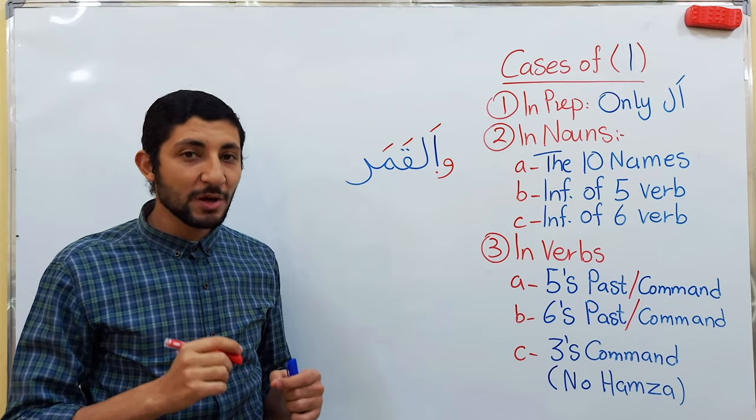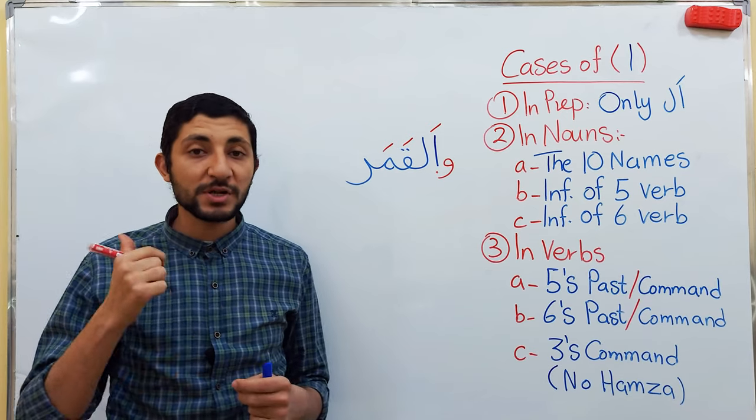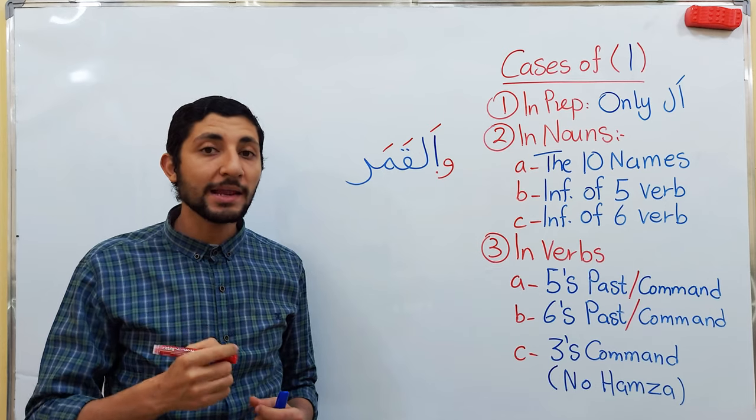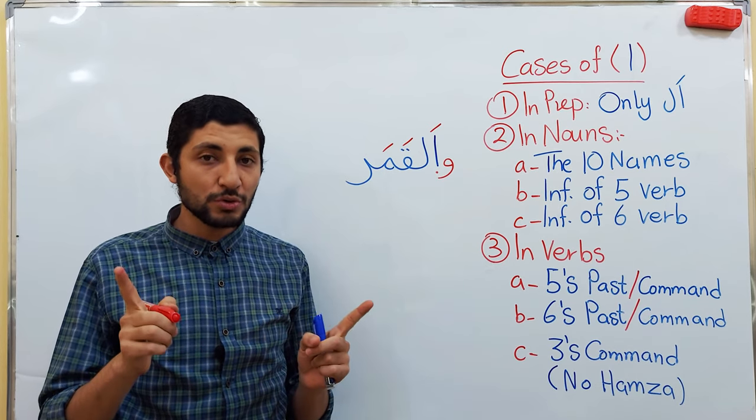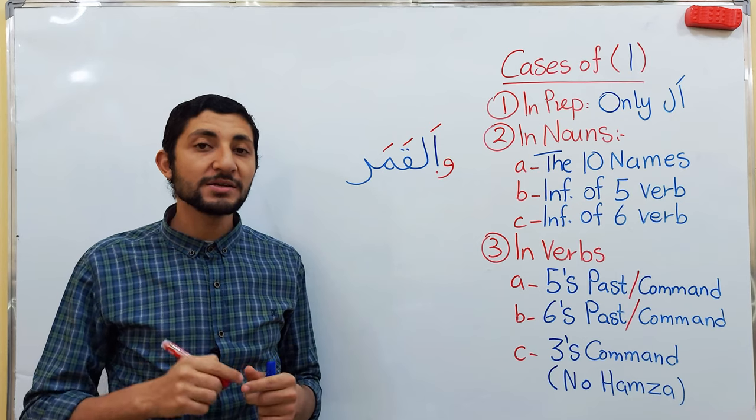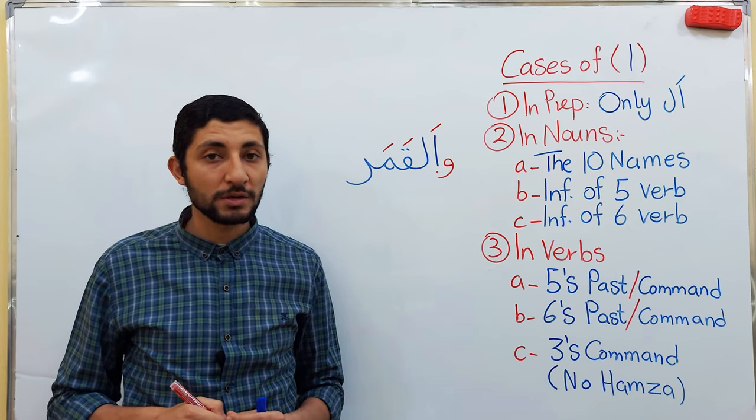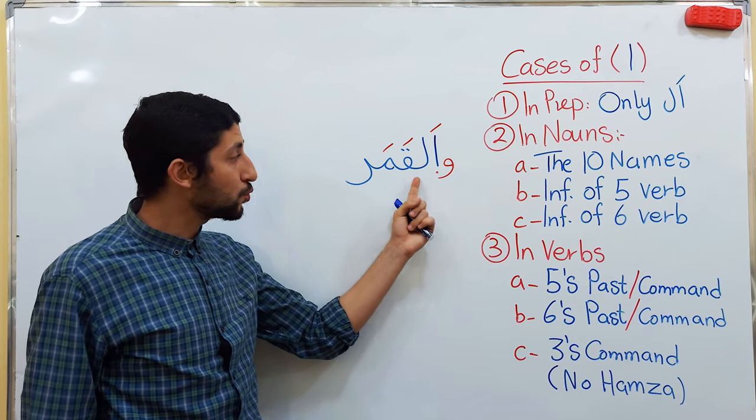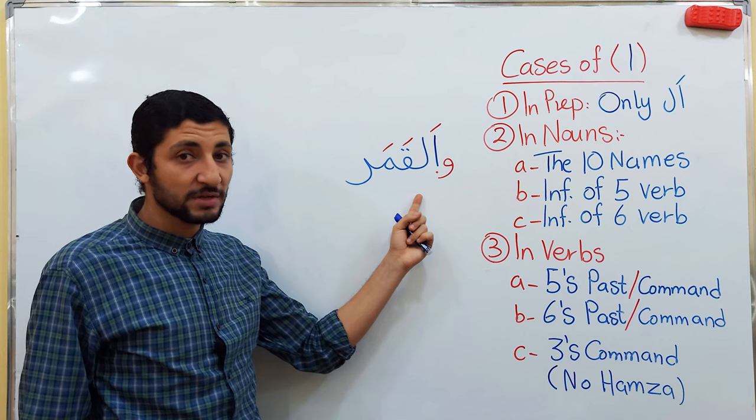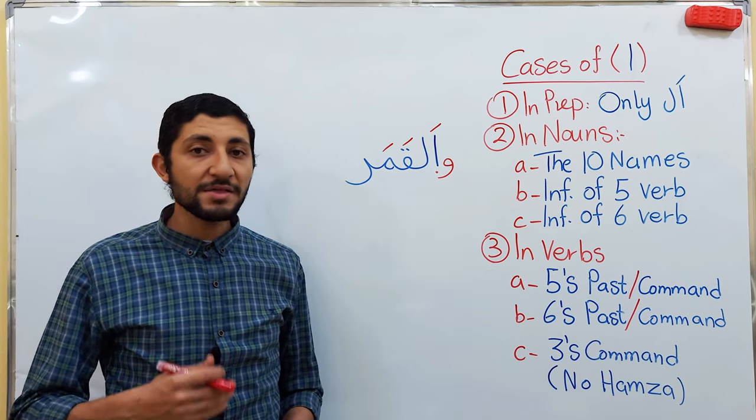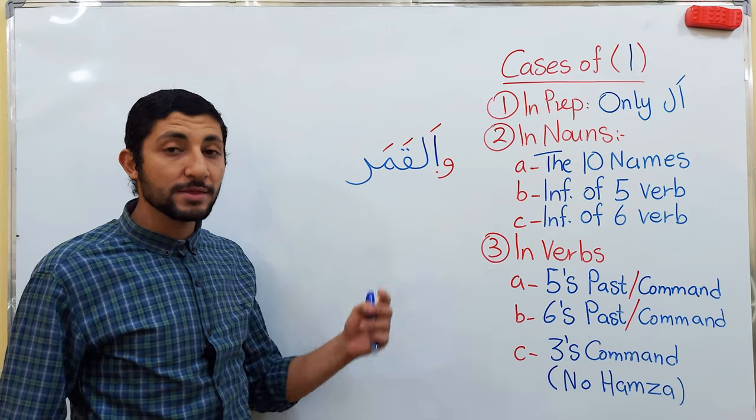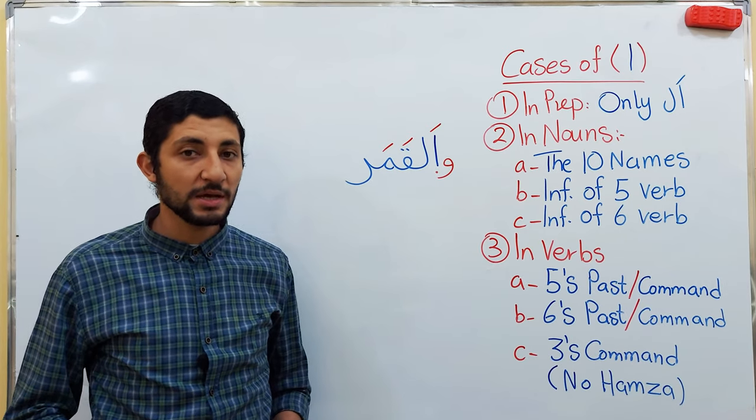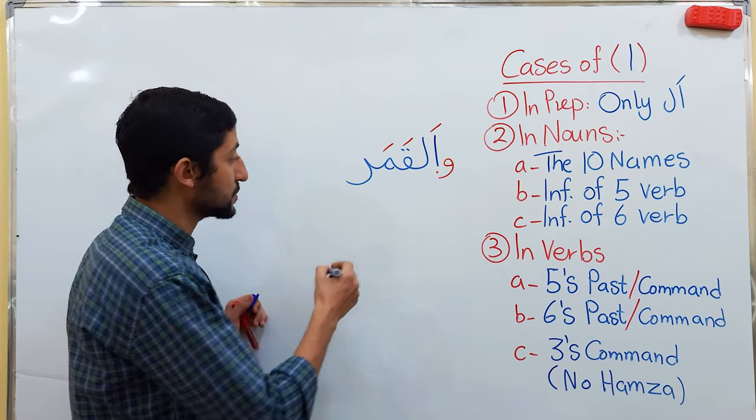And here I want to stop and link this part with the previous lesson when we talked about the sun letters and the moon letters. We said there are two behaviors. If the word begins with one of the lunar letters, like this one, qamar, and then we add L, the definite article, nothing will happen. On the other hand, if the word begins with one of the solar letters, the behavior will change, like this one.